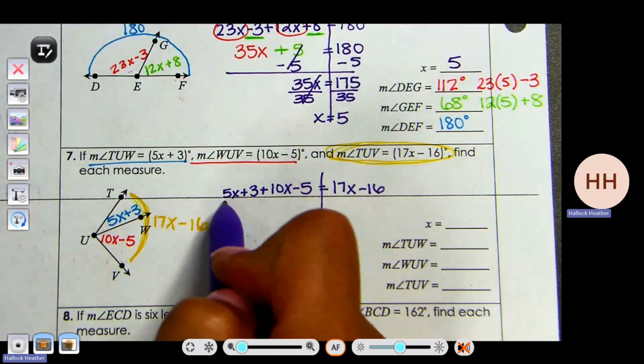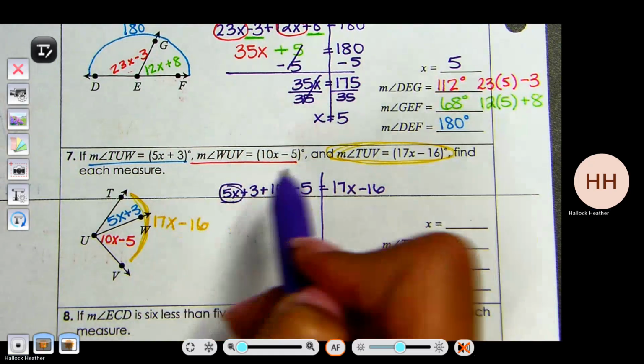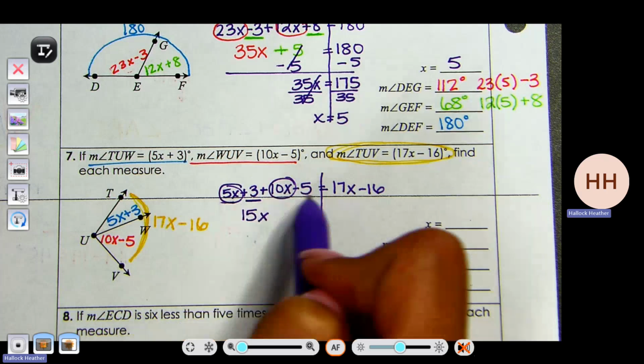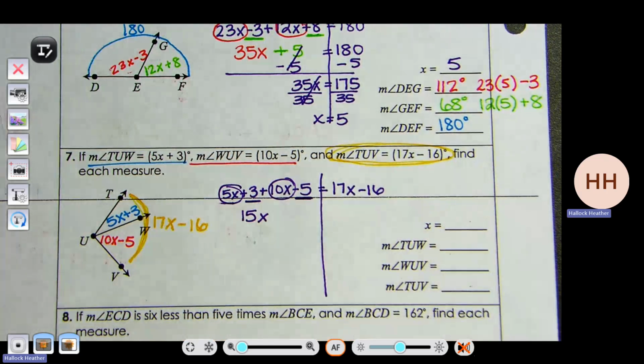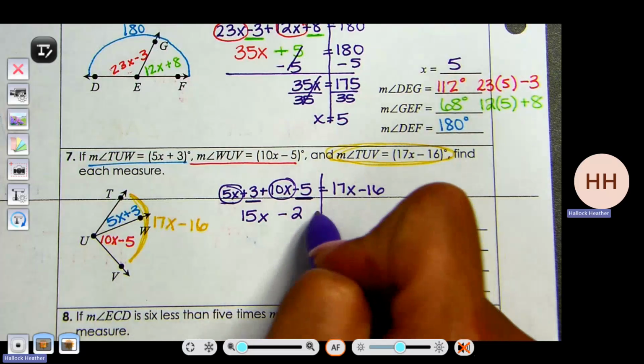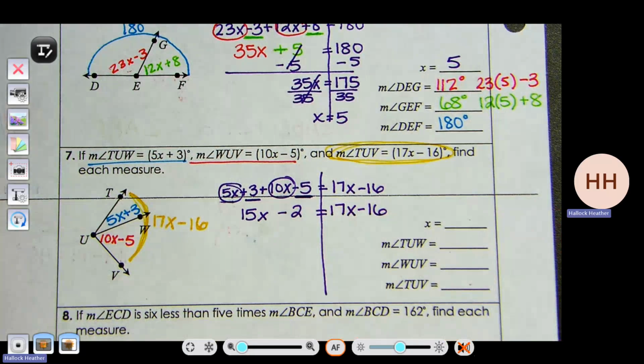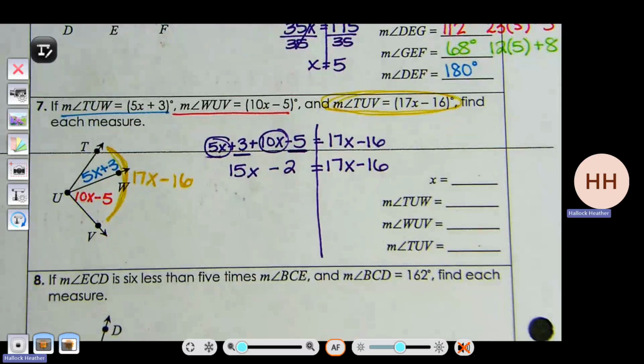So 5x and 10x make how much? 15x. And then I'm going to underline my numbers 3 and negative 5. Do not make 8. How much does it make? Negative 2. So at this point, there's 4 different ways to solve it. It's whatever your middle school teacher taught you how to solve it. I like to move the numbers first. You can either add the 2 or you can add the 16. So do you want to move the 2 or the 16?